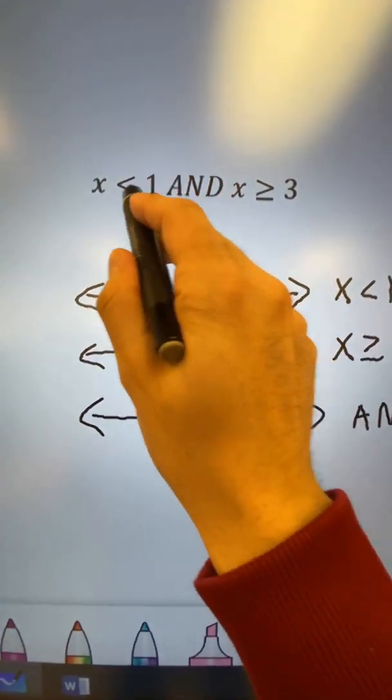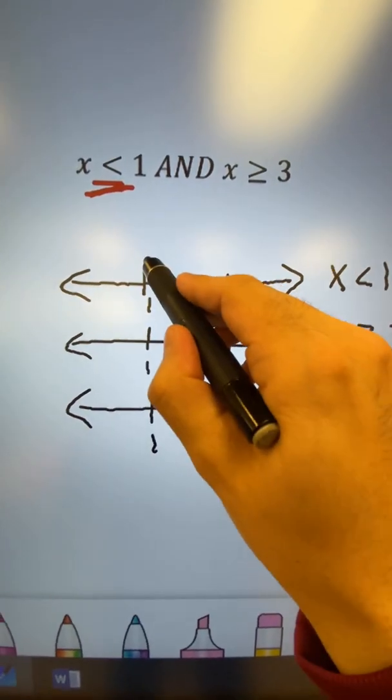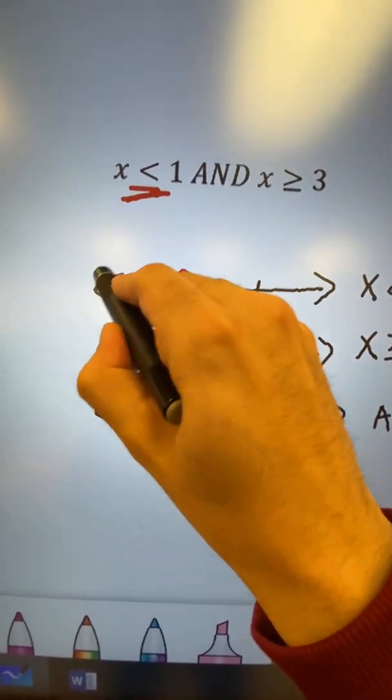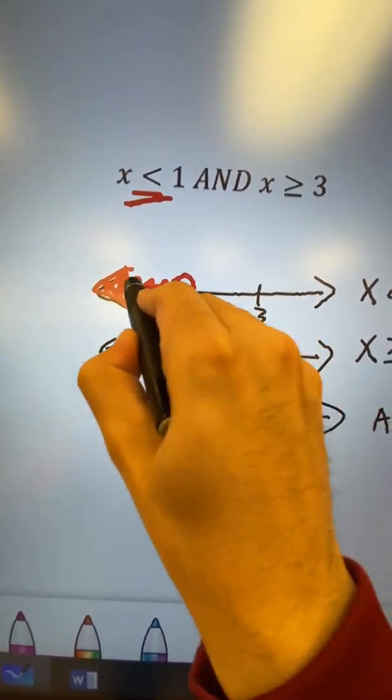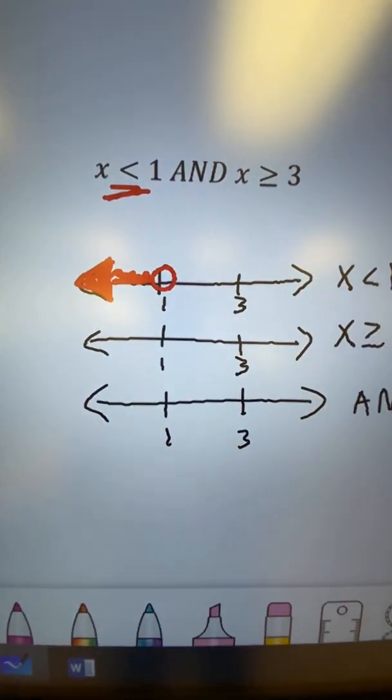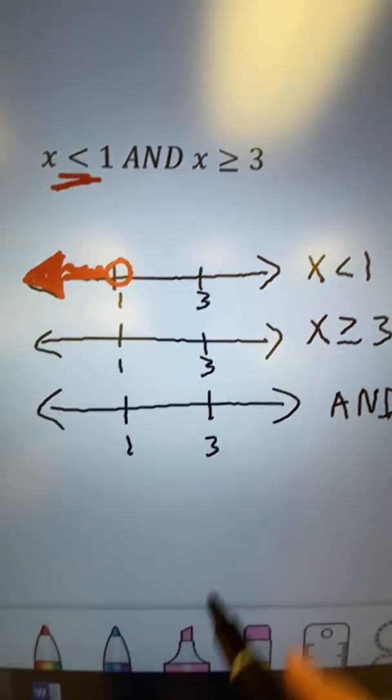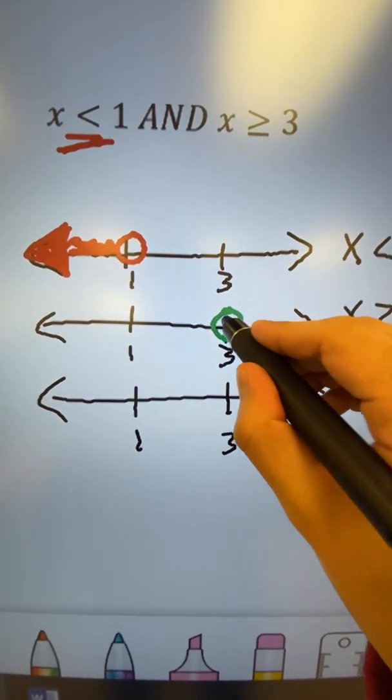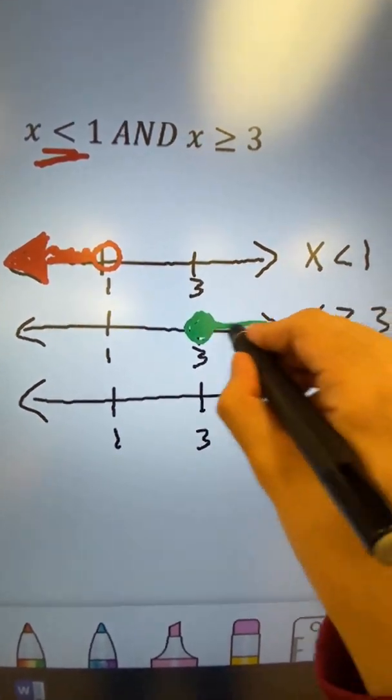For x is less than 1, I'll do this one in red. All numbers less than 1, we know it's going to be an open dot here and shade to the left. That's my solution set for the first one. Then for the second one, all numbers greater than or equal to 3, that's going to be on the second graph here. We're including the 3. Shade to the right.